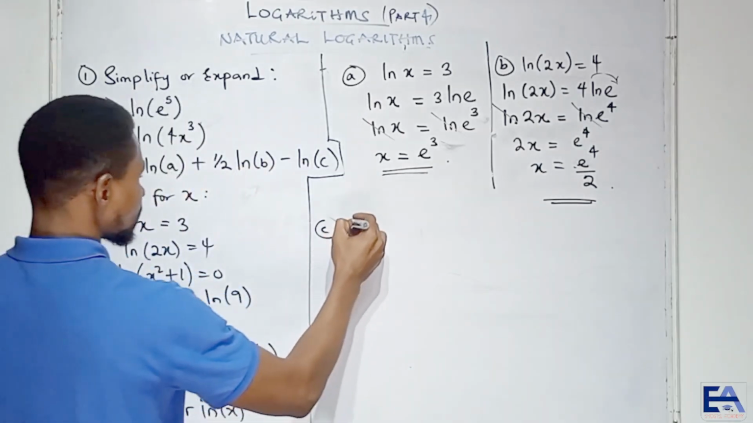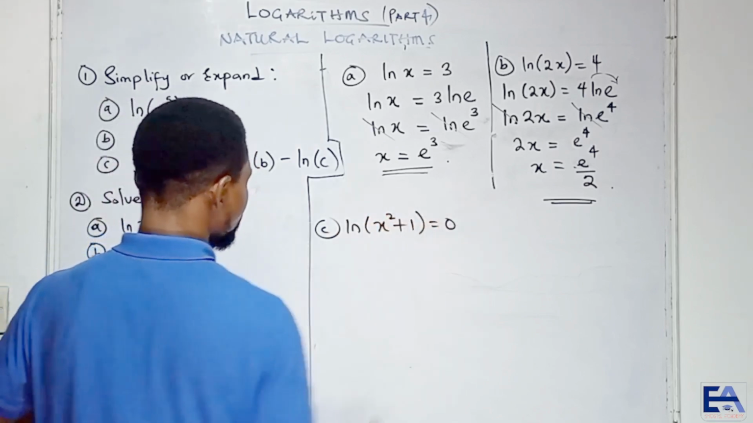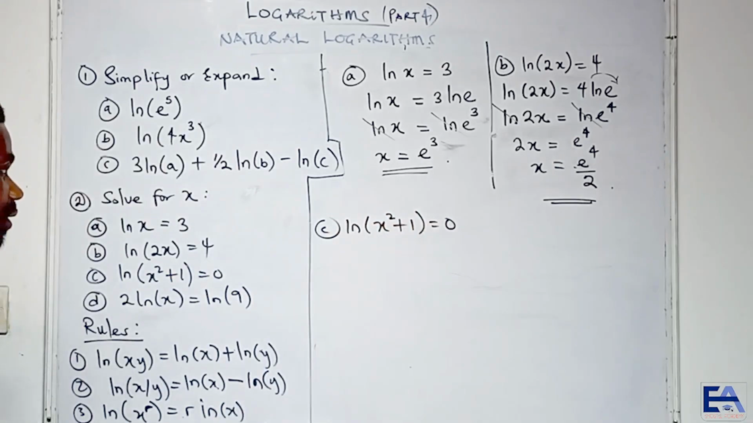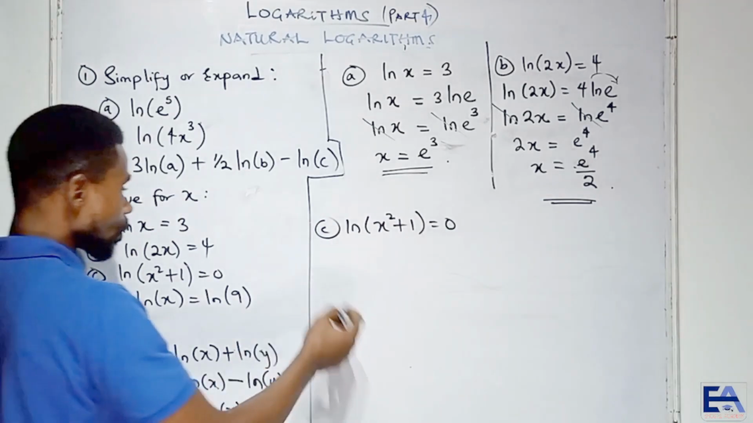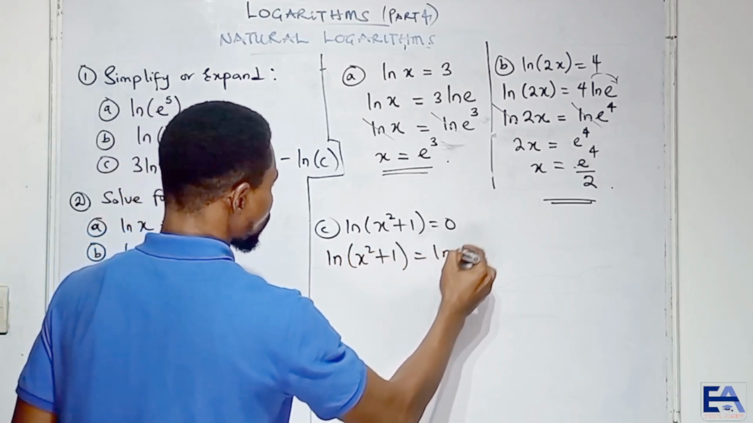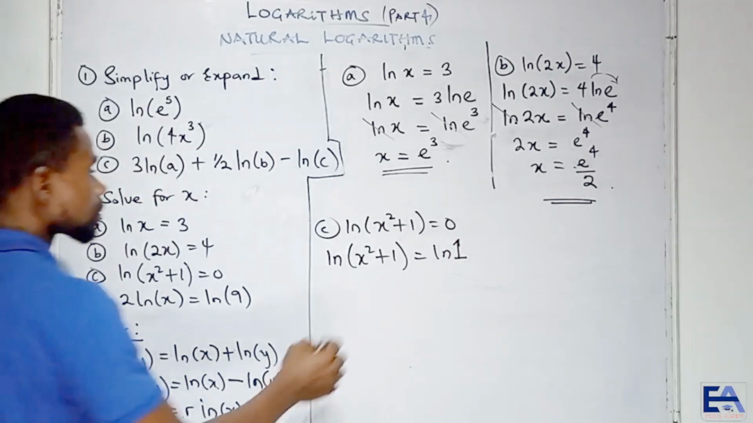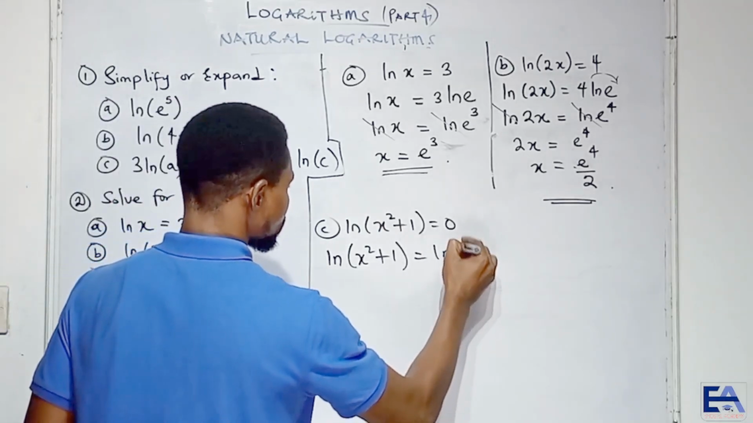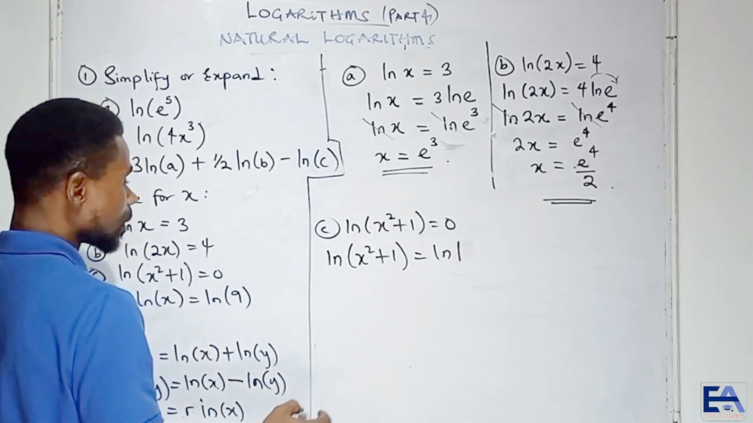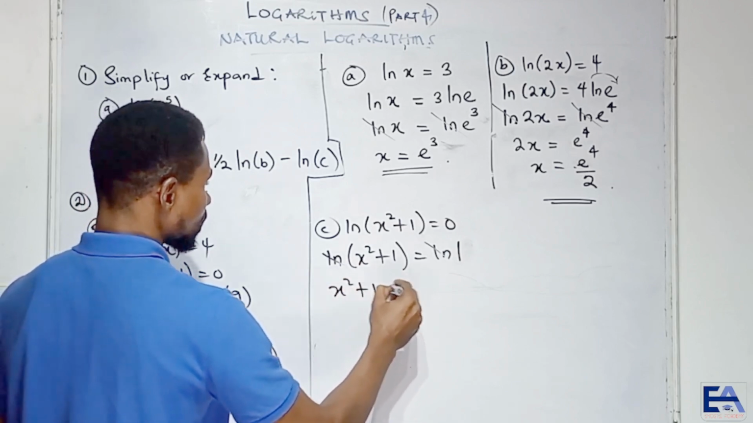The third one says ln x squared plus 1 equals 0. If ln x squared plus 1 is equal to 0, this is even quite easier because we understand that ln 1 is 0. So you put it there that ln x squared plus 1 is equal to ln 1. All right? So it's ln 1. Now, we have ln on both sides, so they can cancel out. And then you have x squared plus 1 equals 1.